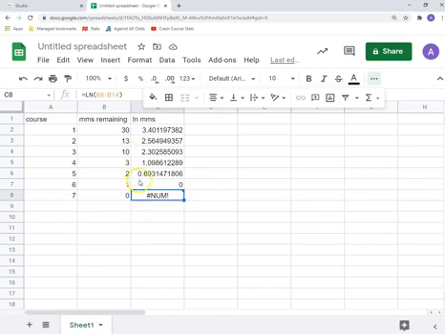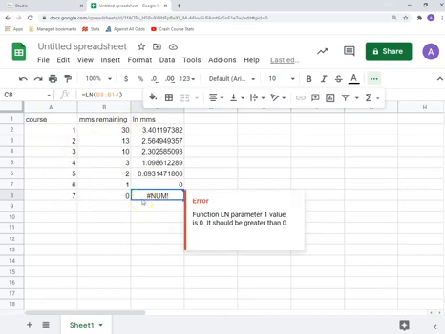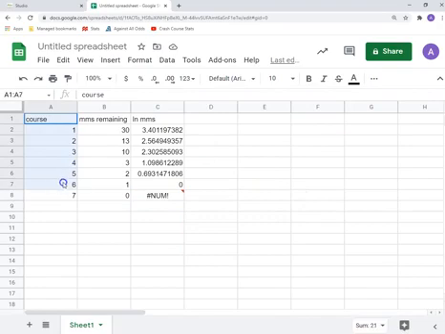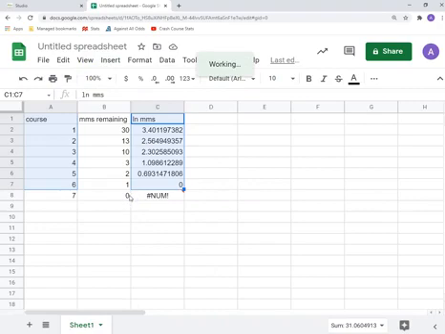Let's just leave it like this. So all I'm going to do when I graph the course versus the natural log of M&Ms is I'm not going to put course 7 on there because it's in error. So we're going to highlight course only through 6, and then the natural log of M&Ms all the way down. We're going to insert our chart.